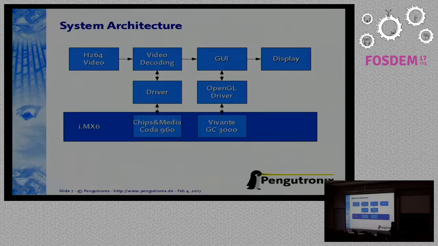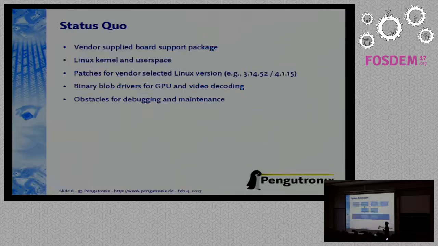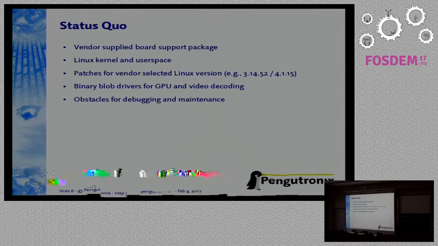So the first step is go to your vendor's homepage and download some BSP. You get a usually Yocto packaged BSP with a Linux kernel, user space libraries, so basically everything you need. The Linux kernel you get on the vendor's page is usually really old. So for example, on the IMX6, you either get a 3.14 or a 4.1. So you don't really want to use that anymore.